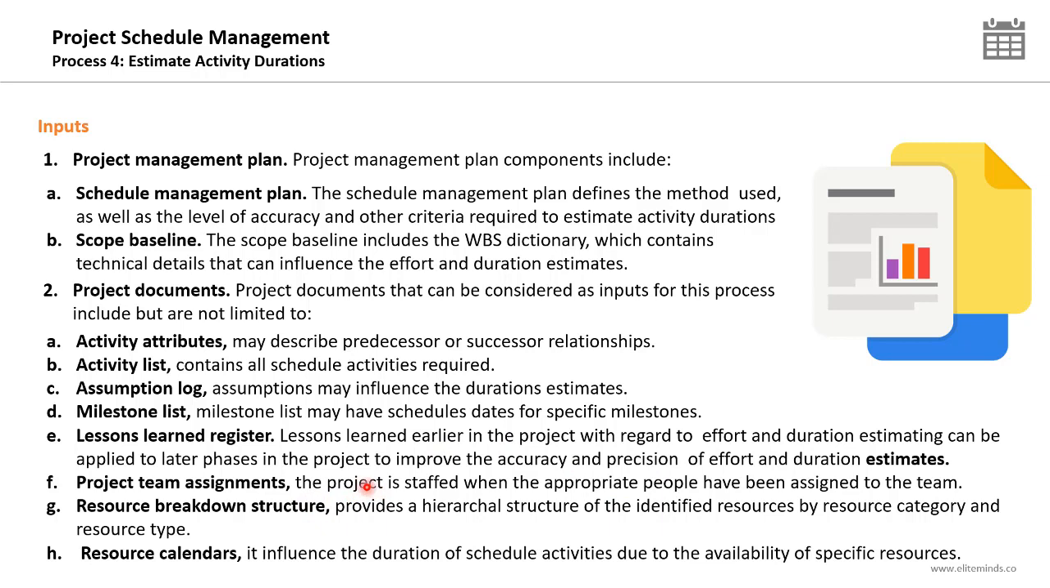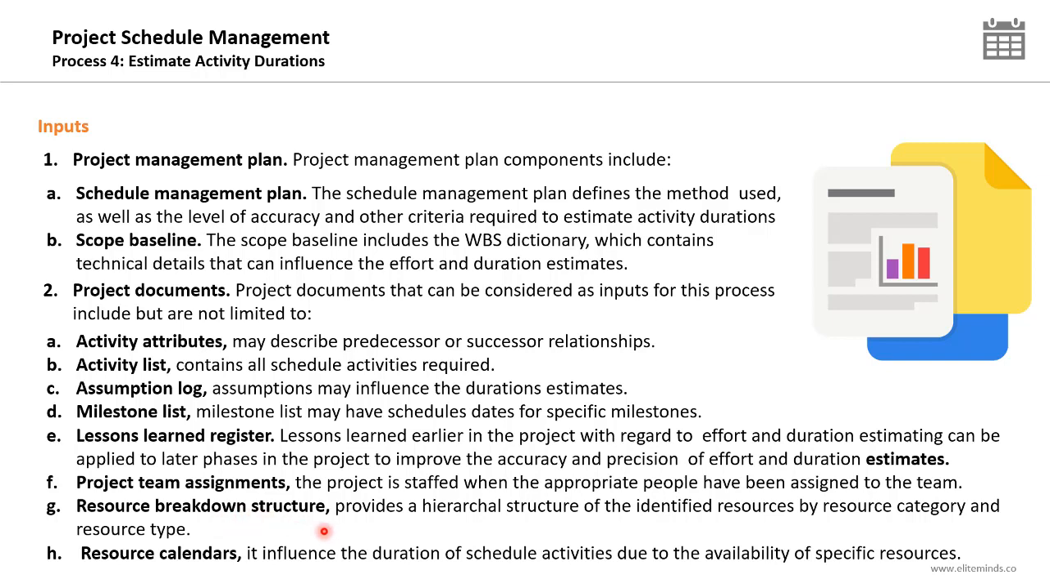Project team assignments. The project is staffed when the appropriate people have been assigned to the team, and the project team assignments is a document that is an output of the resource management processes which shows the assignment of each project team member. The resource breakdown structure, which is an output of the plan resource management, we will discuss later.